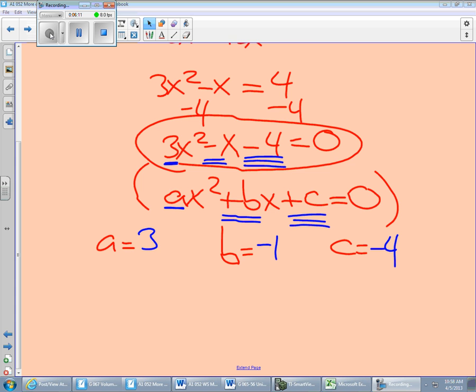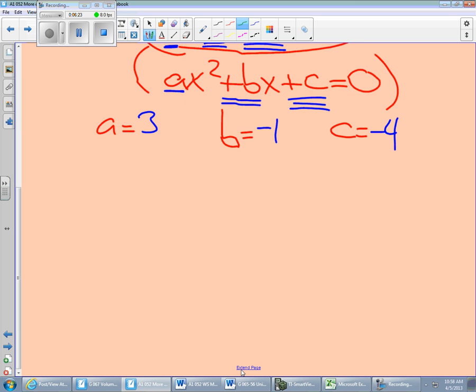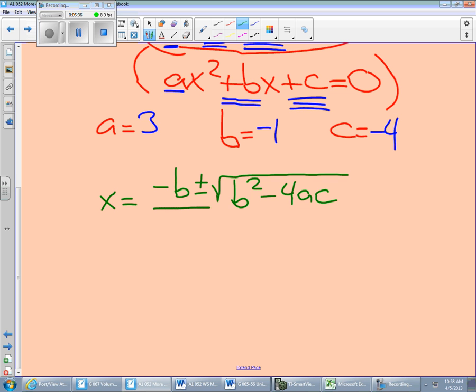At this point, we go to our formula chart. We say, hey, I've got a quadratic equation. On my formula chart, I've got a quadratic formula that will tell me exactly what these answers should be. So we get our formula, and the formula says x equals negative b plus or minus the square root of b squared minus 4ac, all divided by 2a.